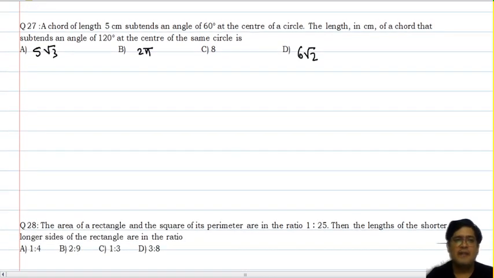A chord of length 5 centimeters subtends an angle of 60 degrees at center of a circle. The length in centimeters of a chord that subtends an angle 120 degrees at the center of the same circle is? Because angle has been doubled, most people will say length will be doubled. And guys, there are no answer options with twice the value. So no, you are thinking on the wrong lines.